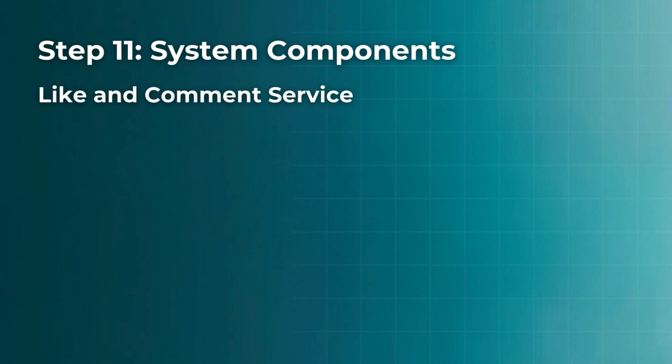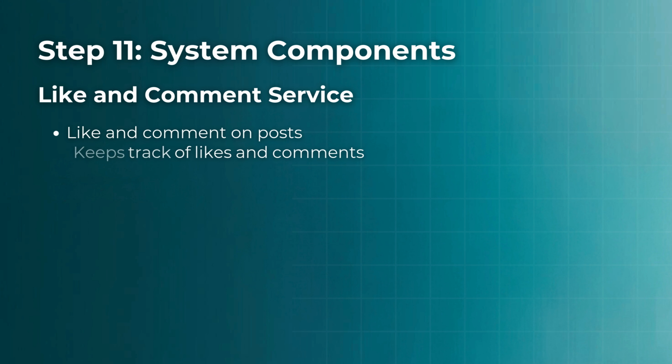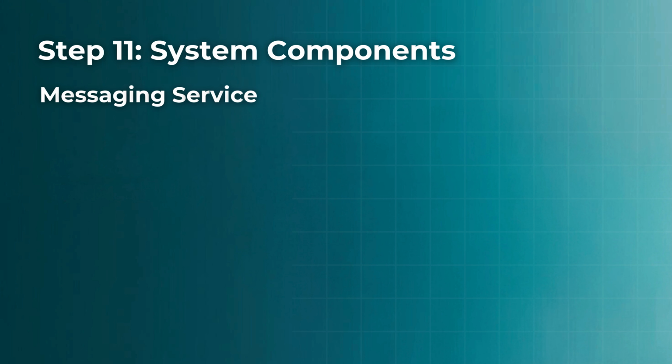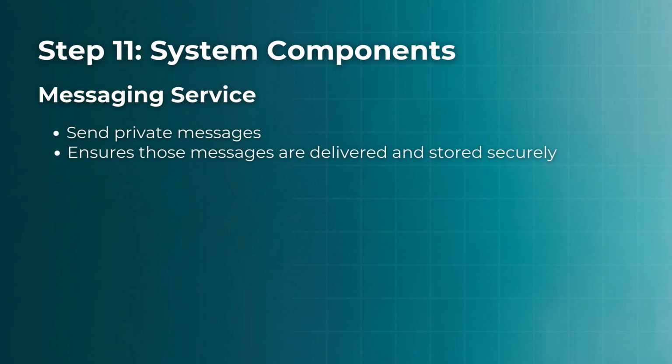Then there's the like and comment service, which is all about engagement. It lets users like and comment on posts, keeps track of those numbers, and facilitates conversations between users on posts. Moving on to the messaging service. This allows users to send private messages, whether it's one-on-one or in groups. Messages can include text, media, and even emojis. Plus, it ensures those messages are delivered and stored securely.